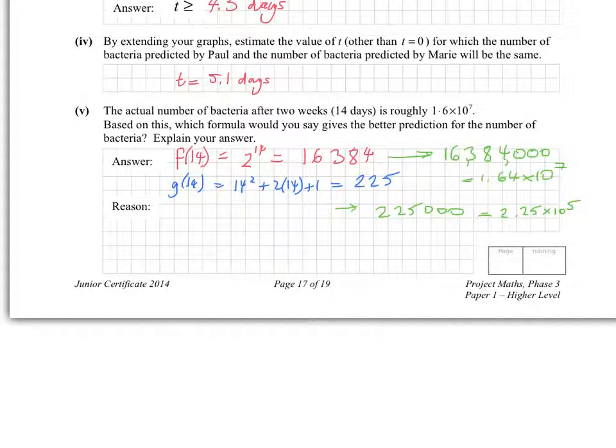Okay, so in terms of reason, my workings show you the reason, and what we're going to say is that Paul, the function f of t being 2 to the power of t, gives you the better answer.